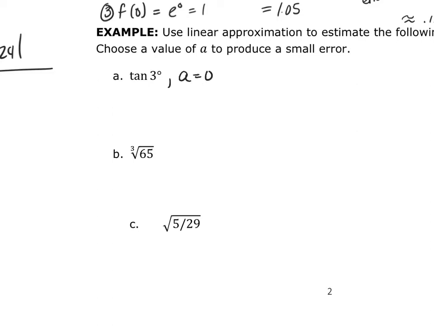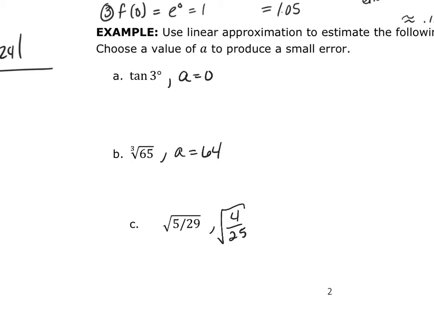What about b? Cube root. Well, I need a perfect cube that's close to 65. 64. So I'm going to use 64. What do you think I'm going to do for c? I need perfect squares. I'm going to do each one individually. Looking at the numerator, what's a good replacement for a perfect square in the numerator? 4. And then what's a good replacement for the denominator? 25. Because 29 is closer to 25 than it is to 36.